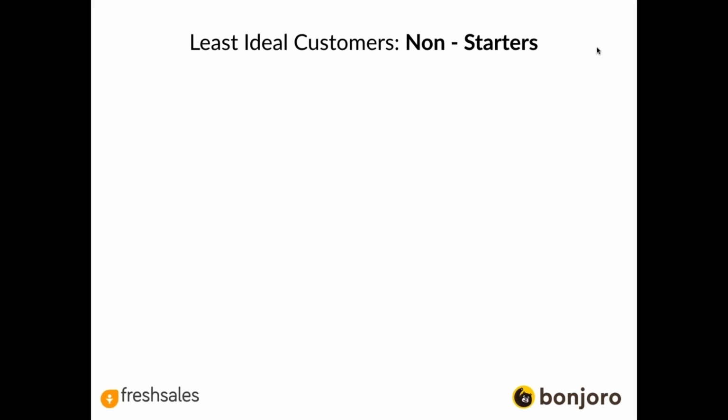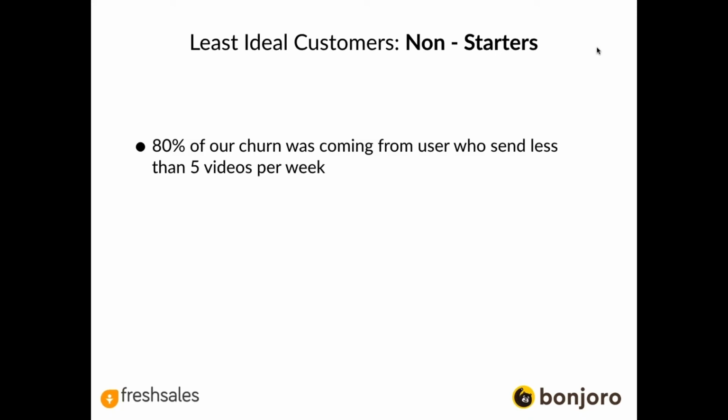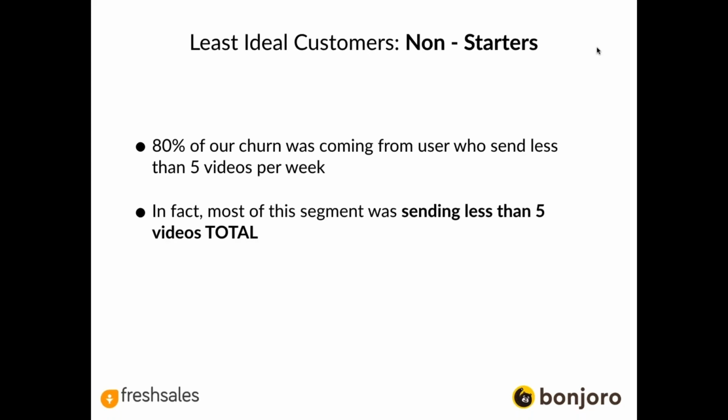I'm going to start with the least ideal customers, because that was actually more important for us than understanding our ideal customer. Our initial goal with that process was to find our ideal customer, but we ended up learning more from our least ideal. We found that 80% of our churn was coming from users who send less than 5 videos per week. In fact, the majority of that segment was people sending less than 5 videos total. They were signing up for Bonjoro, sending a few test videos, entering their credit card, and eventually 80% of them were churning. So essentially they were entering their payment details a bit too early.